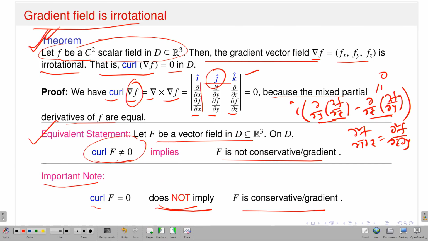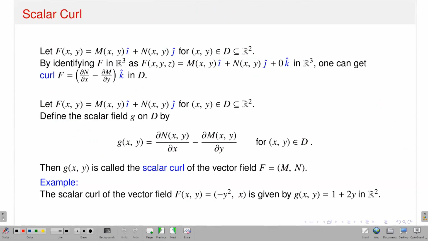Because if I have a nice scalar field which is C2, and if I consider the corresponding gradient vector field, its curl is always 0. Okay. There is a notion of what is called scalar curl. What is the meaning?